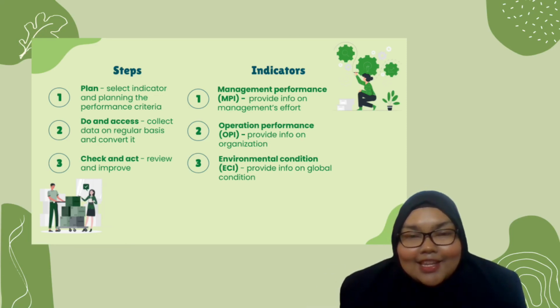The next one is the indicators in the EPE. The first one is MPI. Management performance indicators provide information on management efforts to influence the organization performance. And the next one is OPI. Operation performance indicators provide information on environmental performance of organization operations. And the last one is ECI. Environmental condition indicators are specific expressions that provide information on global condition by the quality on the environment.